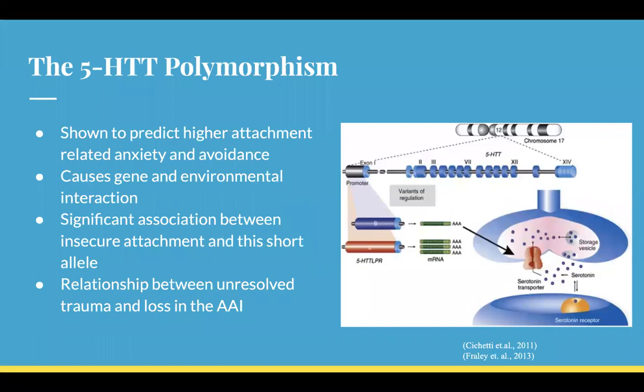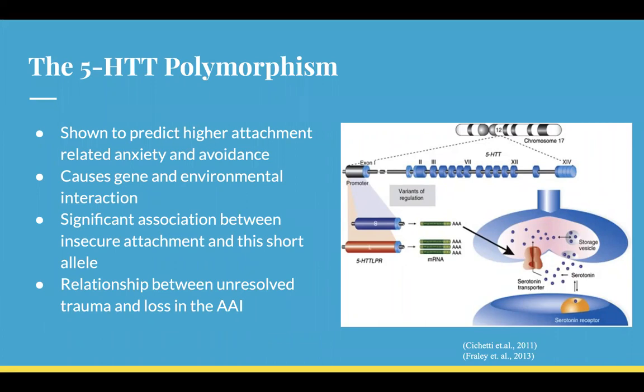So the polymorphism itself is shown to predict higher attachment-related anxiety and avoidance. It tends to cause gene and environmental interaction, which means that if the gene is present and there's some sort of environmental factor, it is almost guaranteed that that person will have higher attachment-related anxiety and avoidance. There's also a significant association between insecure attachment and this short allele.